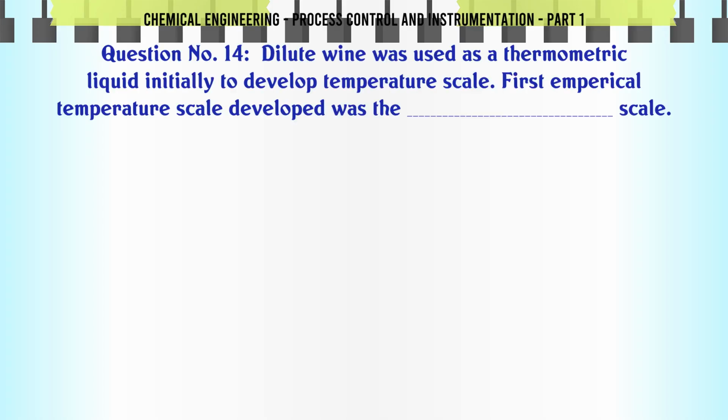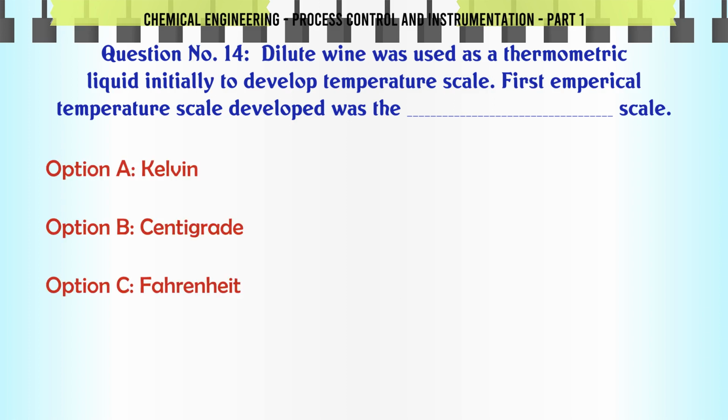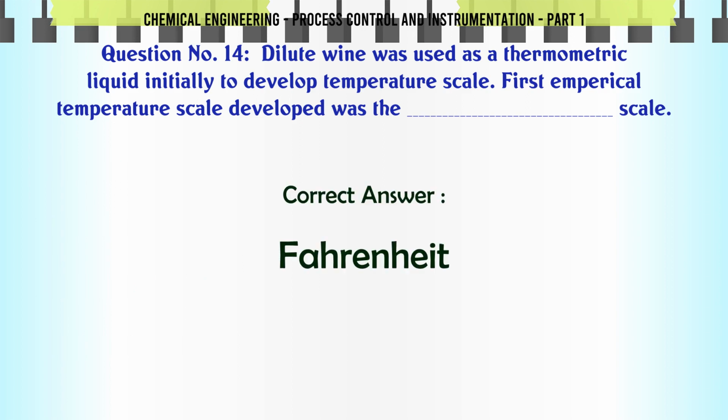Dilute wine was used as a thermometric liquid initially to develop temperature scale. First empirical temperature scale developed was the ____ scale. A. Kelvin. B. Centigrade. C. Fahrenheit. D. Reaumur. The correct answer is Fahrenheit.